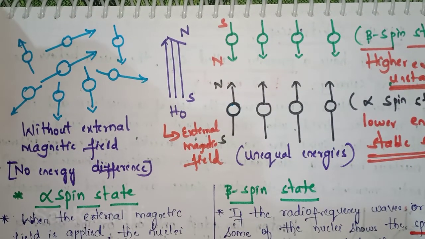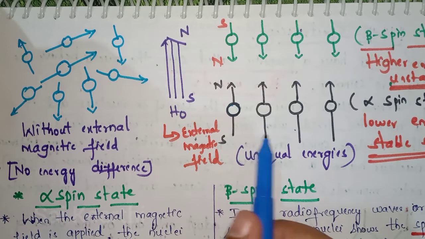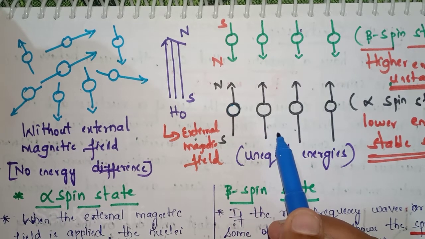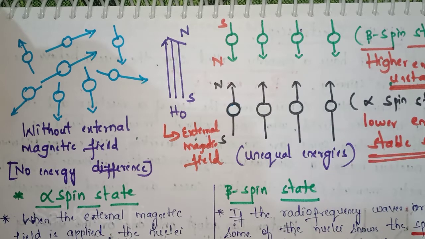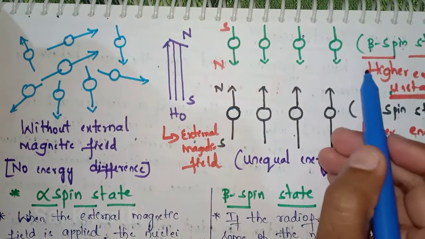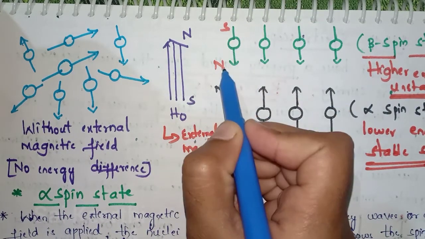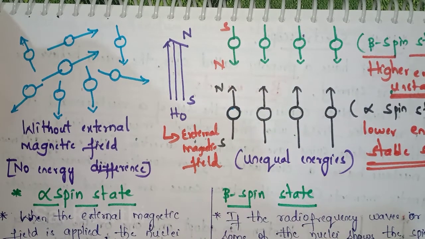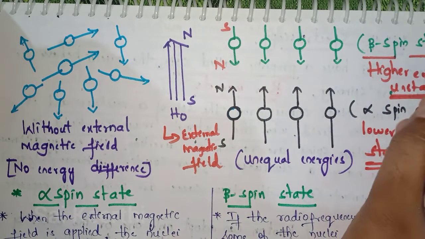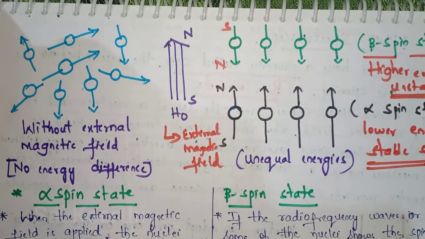And now, next, we will pass radio frequency. Then some of the nuclei will show a spin change. That means they align themselves opposite to the applied magnetic field. As you can see in the beta spin state, here is the south position and here is the north position. Compare these two, they are opposite to each other. This is called the beta spin state, and it is a higher energy state and it is unstable.